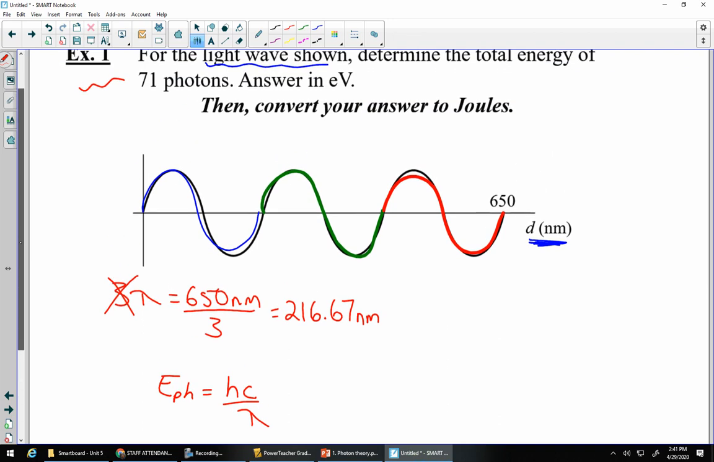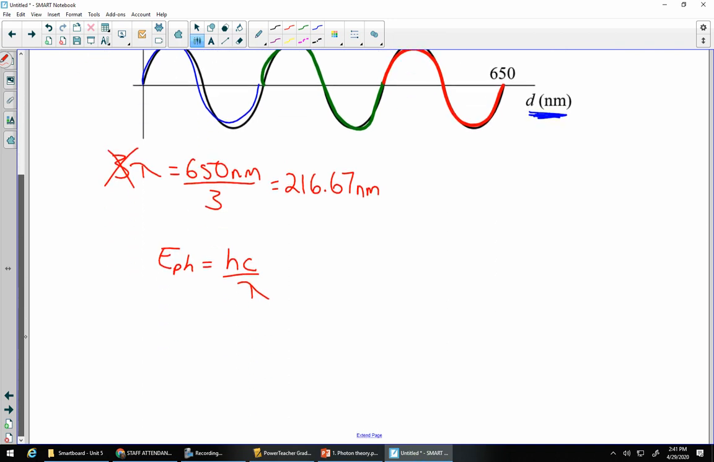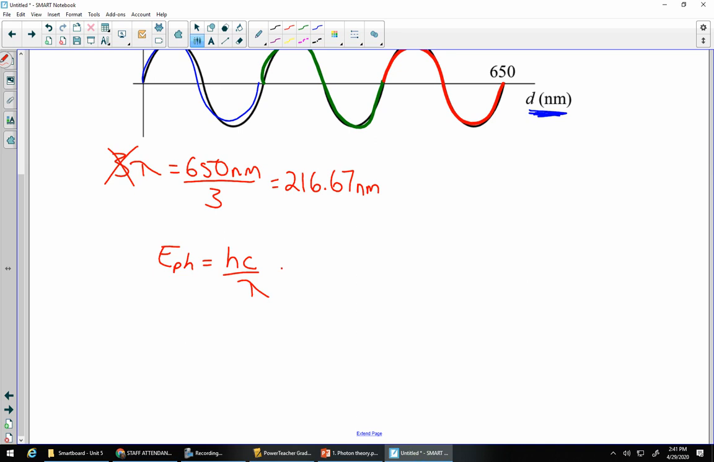Let's see, it says answer in electron volts. So if I wanted to answer this in electron volts, for h, that's 4.14 times 10 to the negative 15 electron volt seconds. Shoot, that should say 15. It kind of looks weird there though.